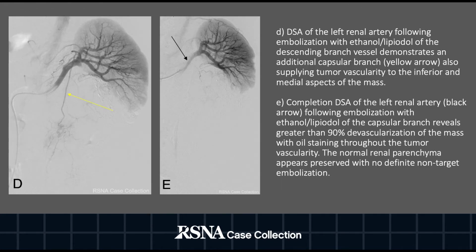Image D is a DSA of the left renal artery after embolization with ethanol and lipiodol of that descending branch vessel. There is an additional capsular branch, shown by the yellow arrow, supplying tumor vascularity to the inferior and medial aspects of the mass. Image E is a completion DSA of the left renal artery, shown by the black arrow, following embolization with ethanol and lipiodol of the capsular branch.